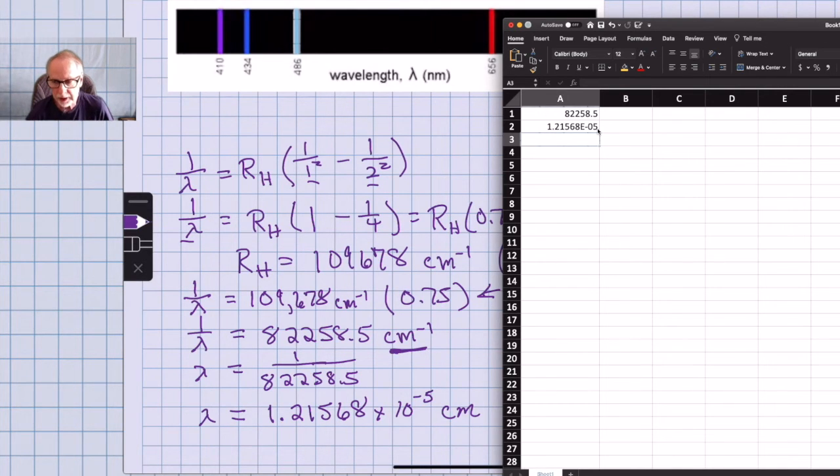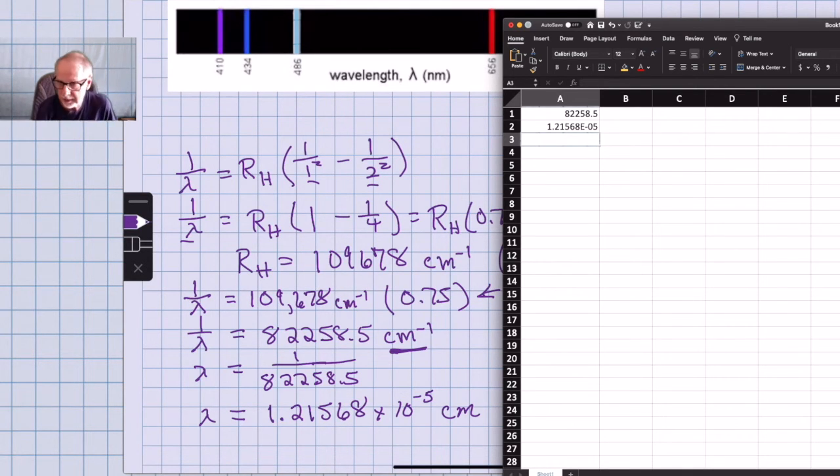Well, at this point, what we'd like to do is convert that to nanometers, because our spectrum, for example, the visible spectrum up here, is in nanometers. So how does this relate to nanometers? In order to do that, we need to know how nanometers relate to centimeters.